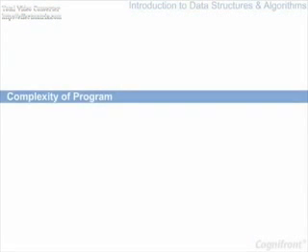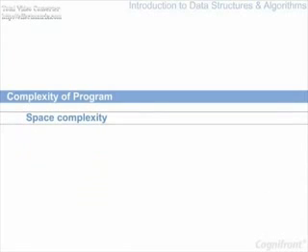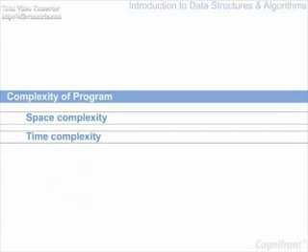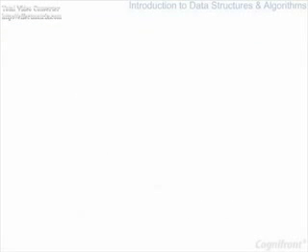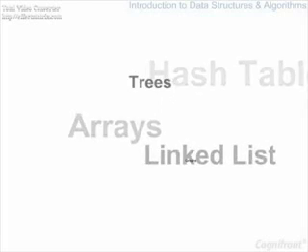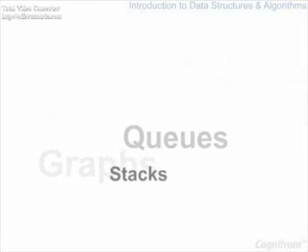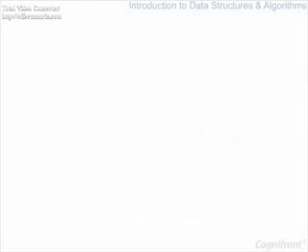So, in this way, the performance of the software is decided by its space and time complexity. Note that if software must execute in less time, then it requires more space and vice versa. So there is a trade-off between space and time complexity. So friends, now we are ready to get started with various data structures in the next sessions.